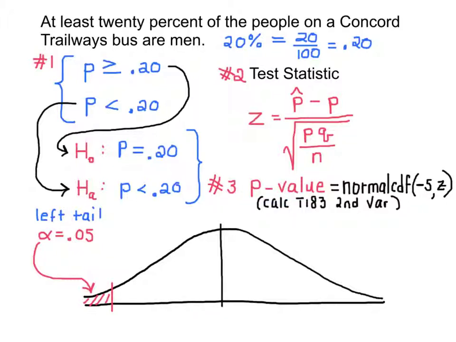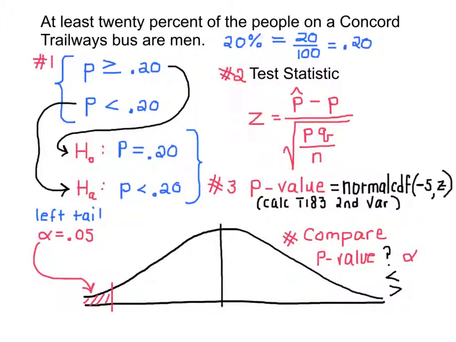So our last step, let me go with red, our step number 4, is to compare our p-value and significance level. We want to compare the p-value, whatever it is, with alpha. And what is the relationship? Is the p-value less than alpha, or is the p-value greater than alpha?